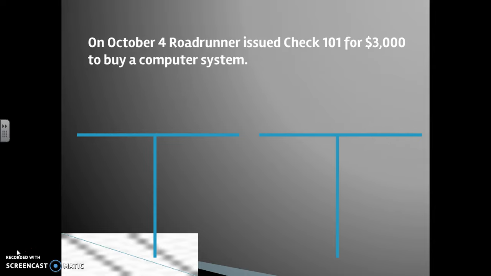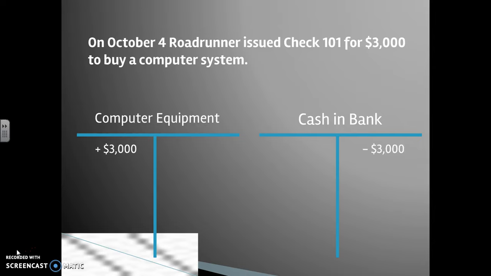On October 4th, Roadrunner issued check 101 for $3,000 to buy a computer system. Computer equipment and cash in bank are the 2 accounts affected by this transaction. We will increase computer equipment with a $3,000 debit, and we will decrease cash with a $3,000 credit.